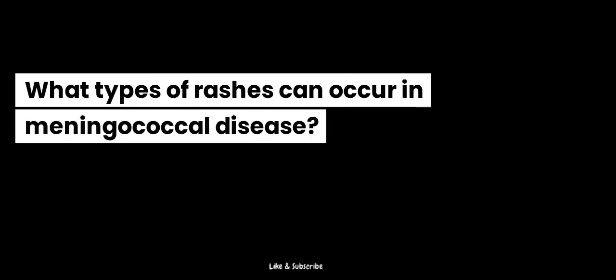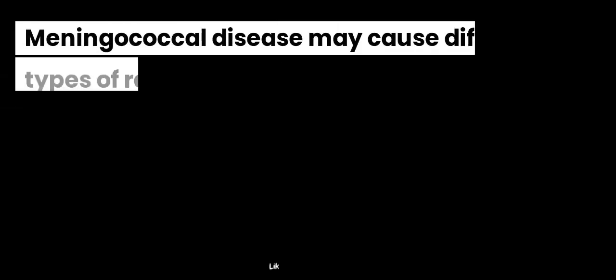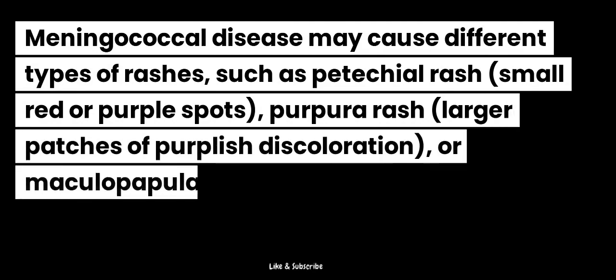31. What types of rashes can occur in meningococcal disease? Meningococcal disease may cause different types of rashes, such as petechial rash, small red or purple spots, purpura rash, larger patches of purplish discoloration, or maculopapular rash.